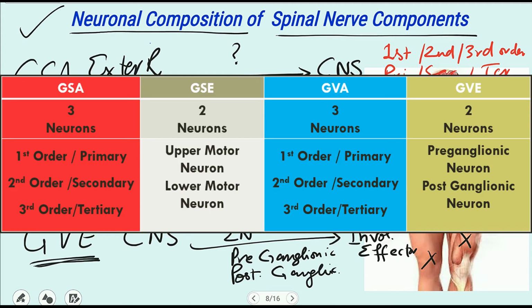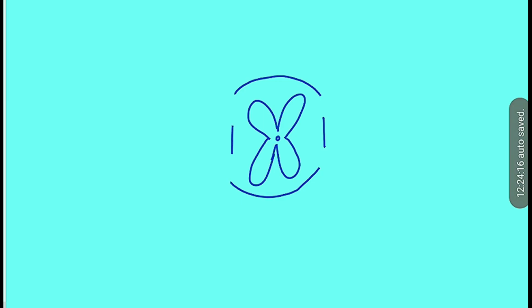I'll now draw these neurons over the spinal cord. But before drawing these components, I will show you the general structure of the spinal cord. The spinal cord has gray matter, and around the gray matter it has the white matter. Gray matter has the neuron cell bodies and white matter has the fibers of the cell bodies.